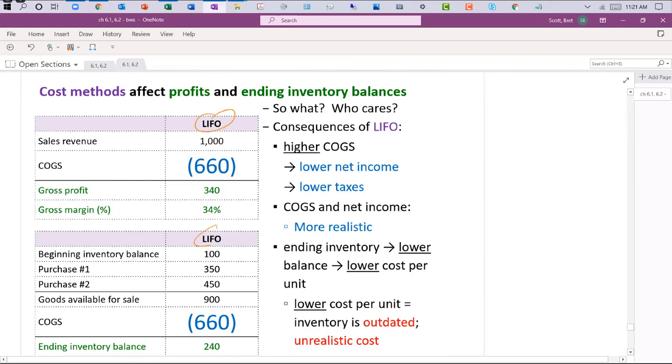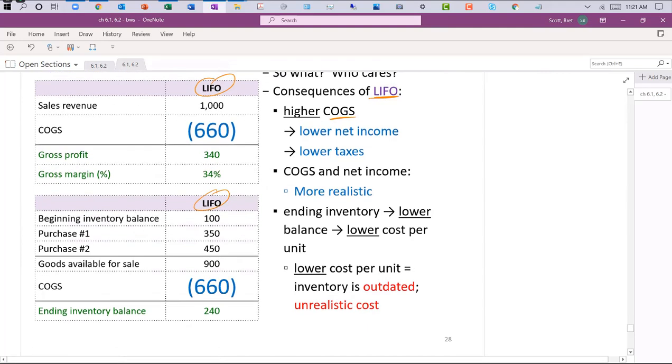Let's take a look at LIFO. So what? Who cares? Consequences of using LIFO. LIFO results in a higher cost of goods sold in this case because prices are increasing over time. If you have a higher cost of goods sold, you're going to have lower net income and therefore lower taxes. So less profit, but hey, you're paying less in taxes. So there's no real win-win situation here. It's something given, something gained.